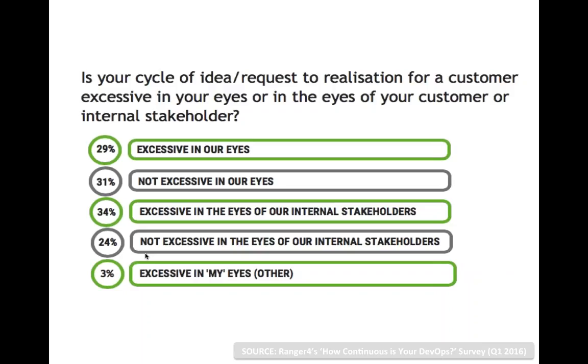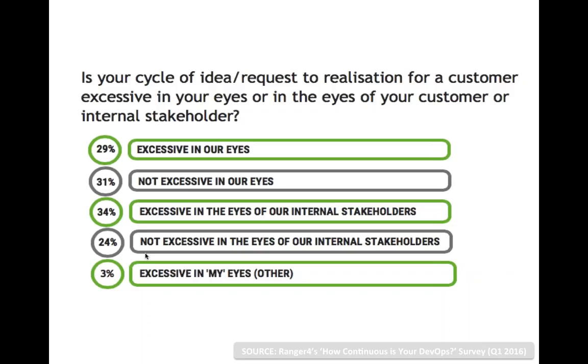We asked people whether they thought this was something they would want to do, or whether they think it was excessive in their own eyes, or their customers' eyes, or their internal stakeholders' eyes. Quite a few, 29%, thought that this was excessive in their own eyes, and actually 3% said in my eyes specifically.